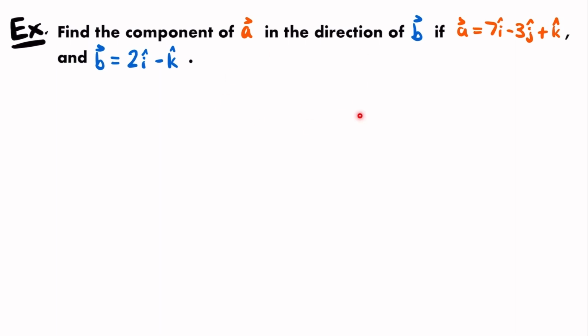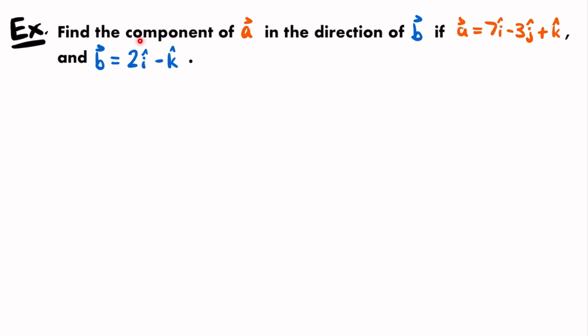All right, so here's our last example. We want to find the component of vector A in the direction of vector B if vector A is equal to 7i minus 3j plus k, and vector B is equal to 2i minus k. Okay, so this is actually pretty similar to our previous example. We want to find the component of a vector in the direction of another vector. In this case, instead of vector v and vector u, we're working with vector A and vector B.